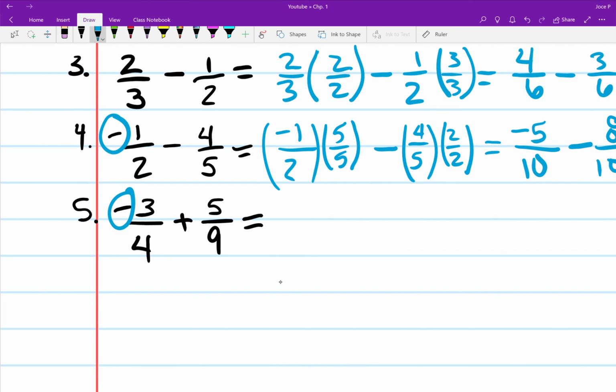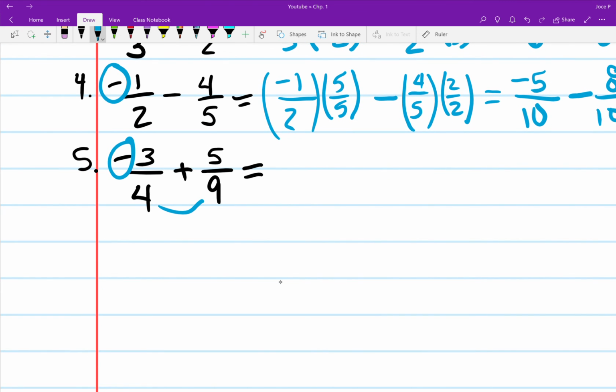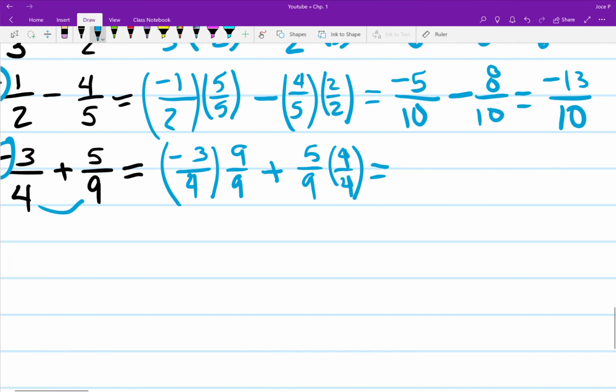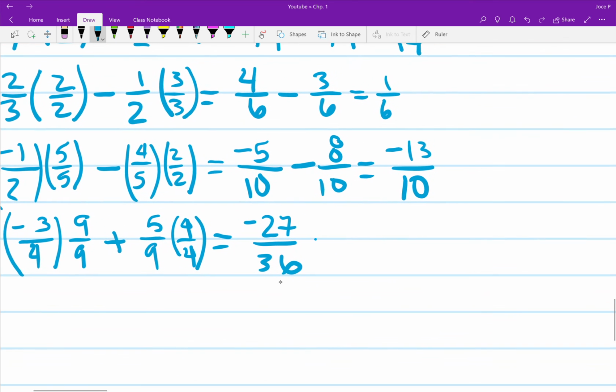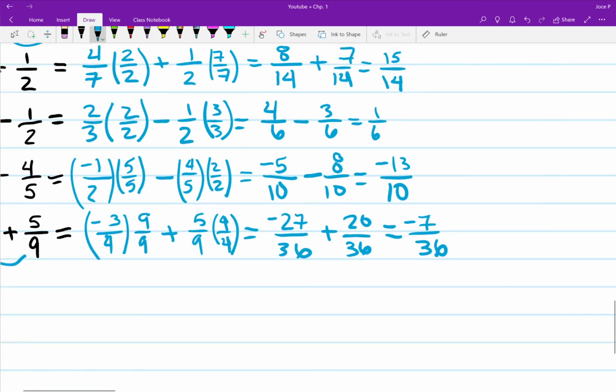The LCM of 4 and 9, that's a big one. Let's think. LCM of 4 and 9, I believe, is 36. So, we're going to have to multiply negative 3/4 by 9 over 9, add it to 5/9 times 4 over 4. Now we have on the top over here negative 27 over 36 plus 20 over 36. Add straight across. Negative 27 plus 20 is negative 7. Keep the 36. Negative 7 over 36 is our solution.